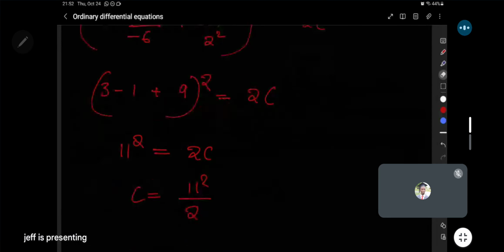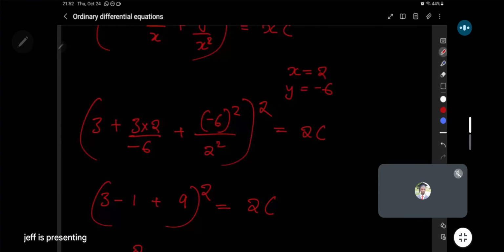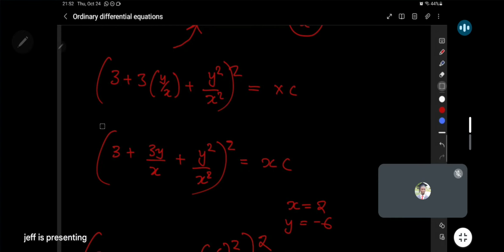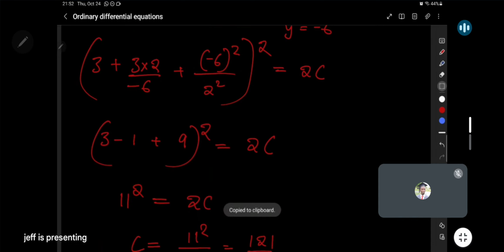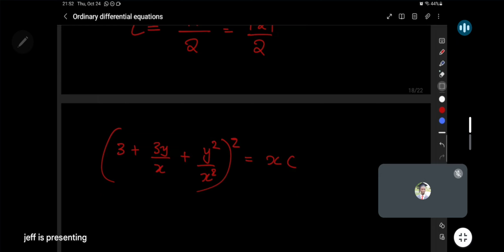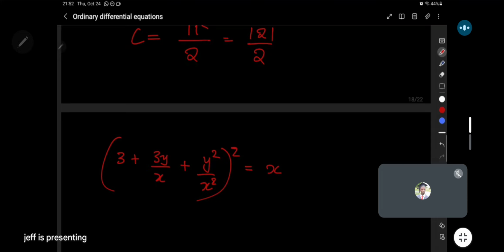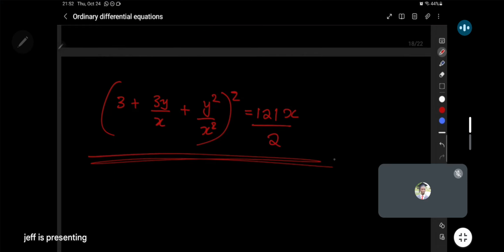Okay, so the 11 squared, of course, will be 121 over 2. What does this imply? It now means that in our solution here, there's no need for us to keep the c. Using the condition they gave us, we were able to find what c is. So now, in place of c, we'll put 121 over 2. Because we are lazy, we'll leave our expression in this form.